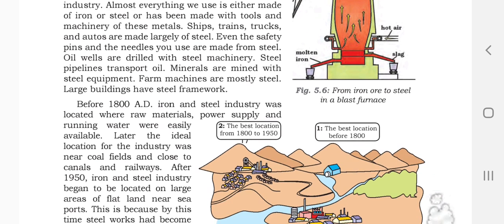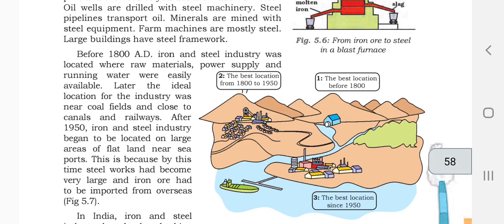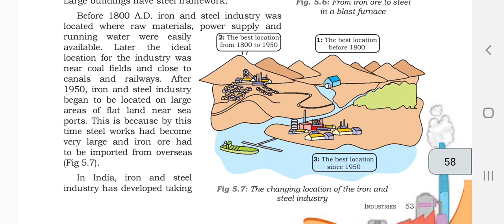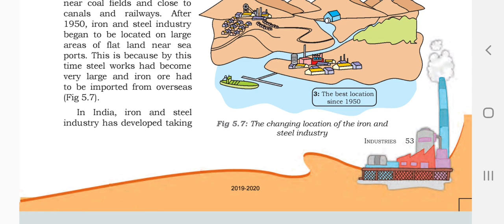Before 1800, iron and steel industries were located in the very early ages where power supplies and running water were easily available. Later on, the ideal locations of the industries were near coal fields and close to canals and rivers, so that they would have sufficient water. After the 1950s, iron and steel industries began to locate in large flat areas near sea ports. This is because by this time steel works had become very large, and iron ore had to be imported from overseas, where transportation is easier by road or by sea.